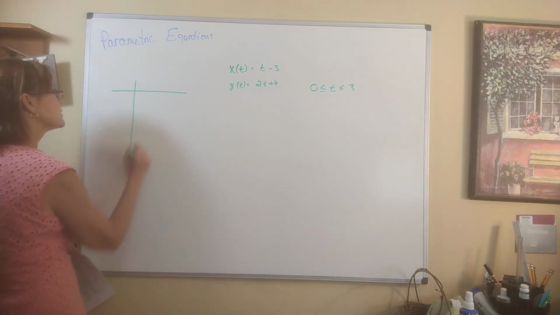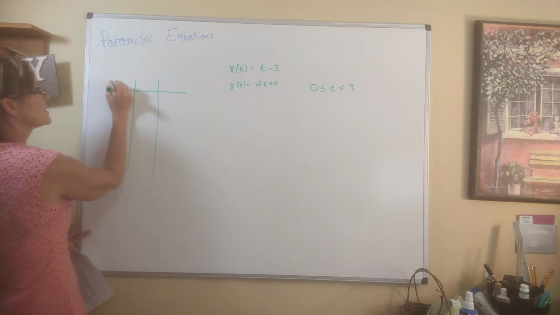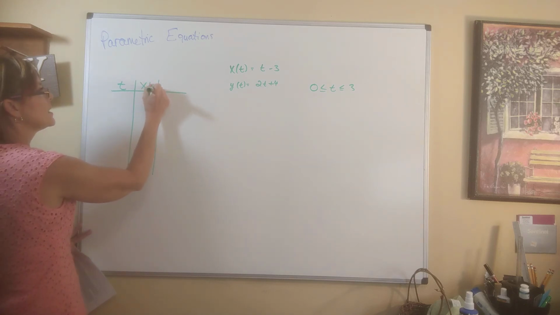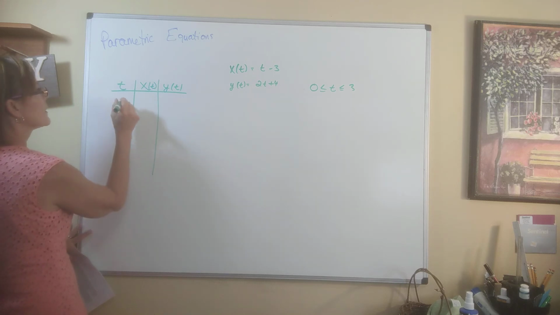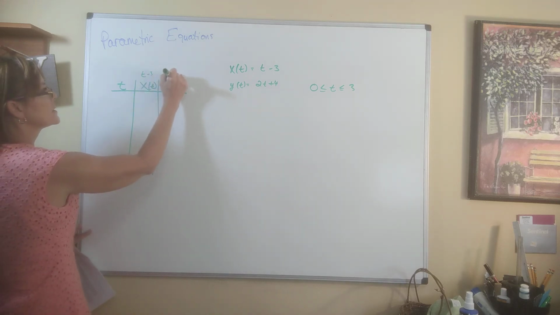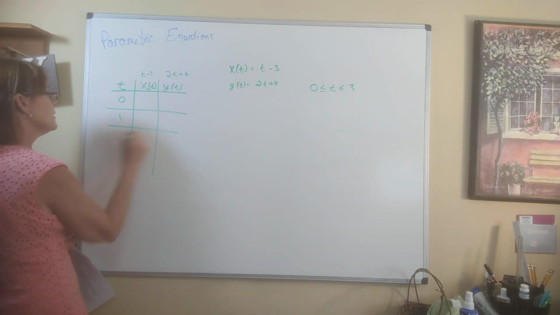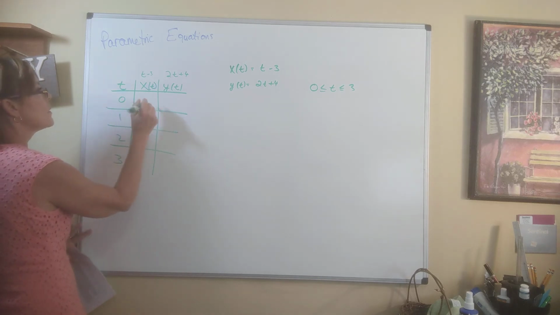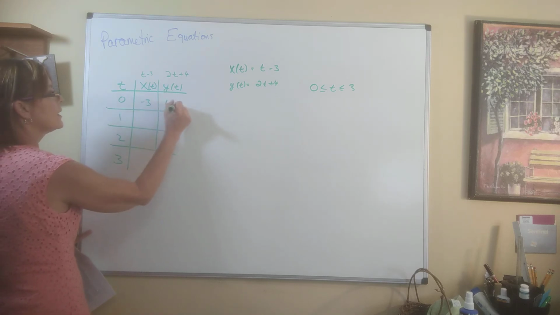If we want to construct a table of values, we would just say, okay, here's t, and here's what x is going to be. X of t is dependent on t, and y is also dependent on time. I'm going to remind myself that x is t minus 3 and y is 2t plus 4, when t is 0, 1, 2, and 3. When t is 0, x is negative 3. When t is 0, y is 4.